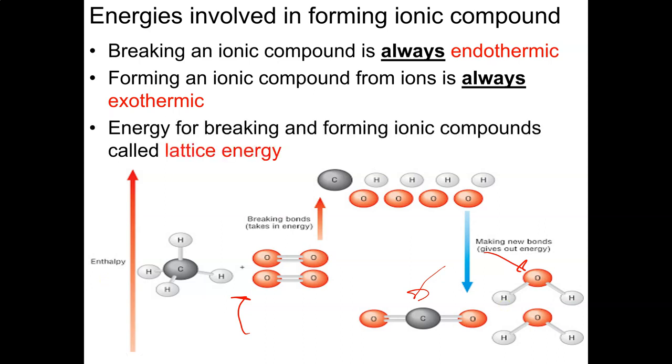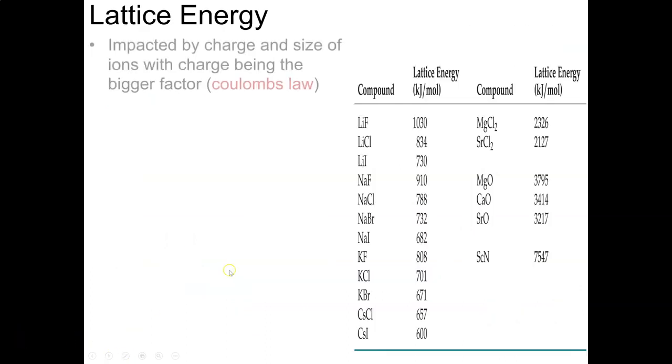Energy for breaking and forming ionic compounds is called the lattice energy. We'll go into more detail about that in a second. So lattice energy is impacted by charge and size of the ions, with charge being the bigger factor. This is called Coulomb's Law. Coulomb basically said that when two bodies with opposite charges interact with each other, the force of attraction, which we'll call F, is proportional to the charge of the first body times the charge of the second body, divided by your radius squared.